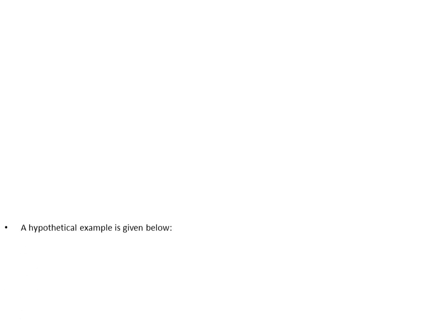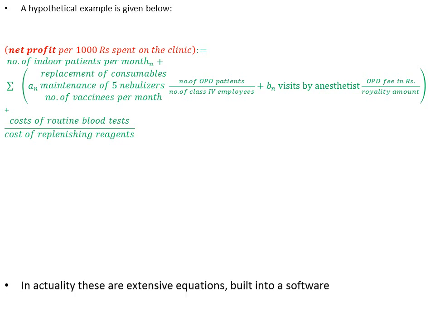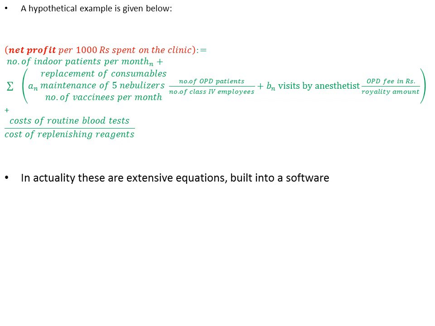A hypothetical example is shown. An equation is there which shows the net profit per 1,000 rupees spent on the clinic. The equation shows in green various variables. If you change the variables, the net profit would change on the left side, that you can see, calculate. In actuality, this is a very simple equation.